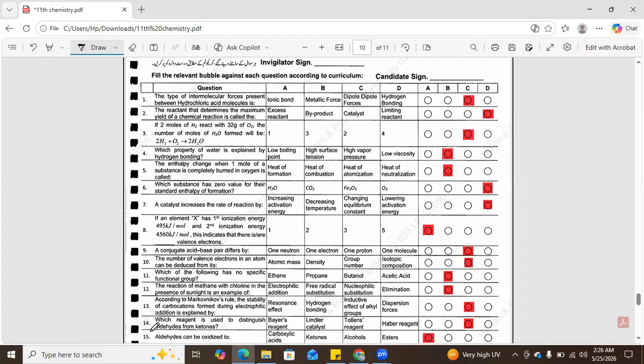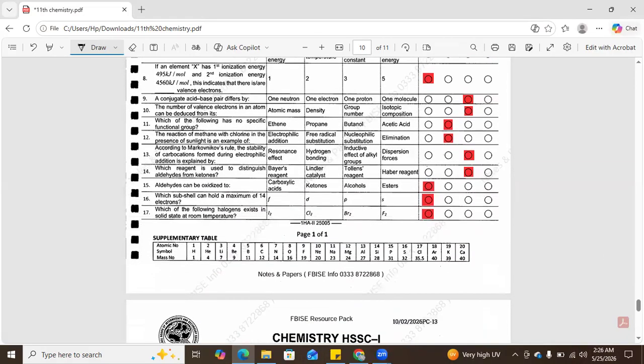Which reagent is used to distinguish aldehydes from ketones? Tollens reagent. Aldehydes can be oxidized to carboxylic acid. Which subshell can hold a maximum of 14 electrons? F. Which of the following halogens exist in solid state at room temperature? I2.